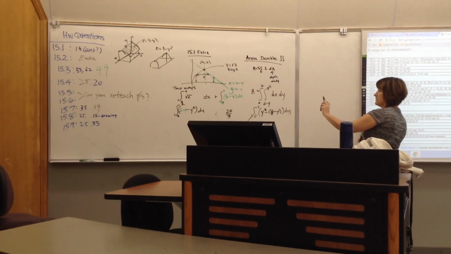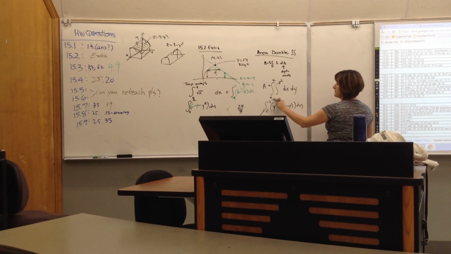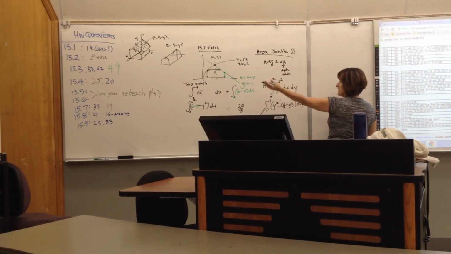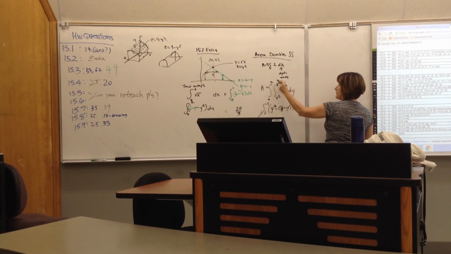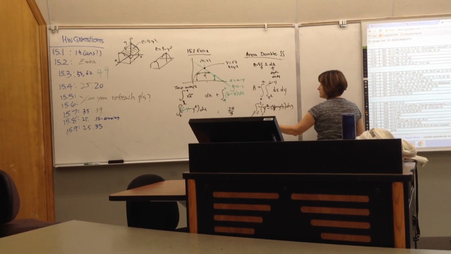What did I do wrong? Left to right. Oh, I got these backwards. The left-hand graph is left to right. So the left graph is y squared, and the right graph is 6 minus y. So this is the other way around.